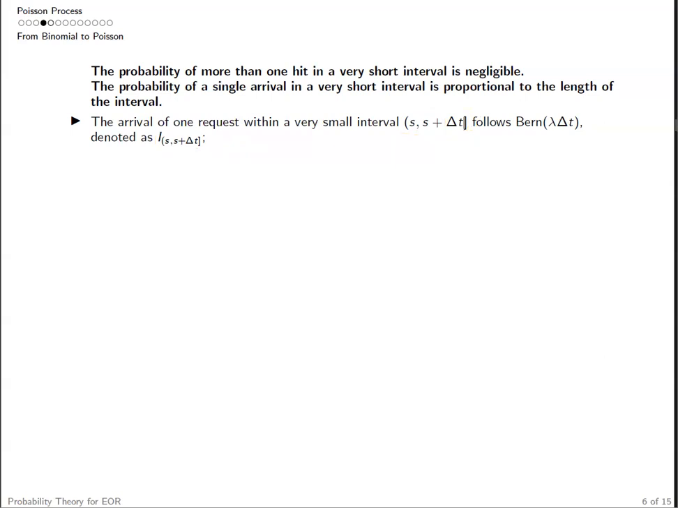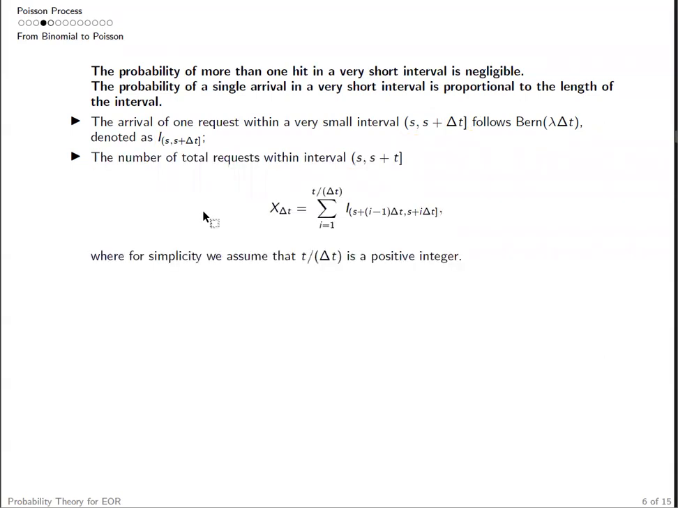Well, let's consider the second assumption we make. The number of total requests within the interval from s till s plus t, now an interval of length t, still half open, half closed, is going to be the summation of all those indicator functions. And to simplify the condition, we assume t over delta t is a positive integer. Let's assume this is always true.